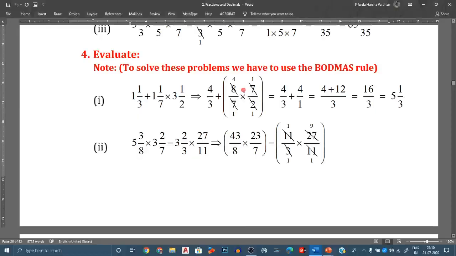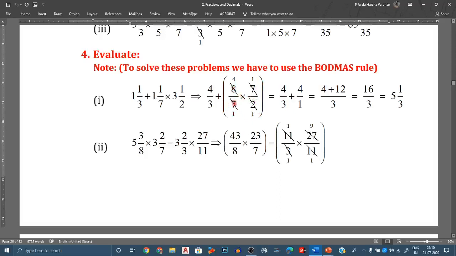First comes multiplication, then addition, and then subtraction. Here there is no bracket or division. So first multiplication, and then addition, and if there is any subtraction, that comes next. So first you have to take the multiplication only. I am taking only these two terms because multiplication is in between them. So now I am putting 8 by 7 into 7 by 2 in a bracket.